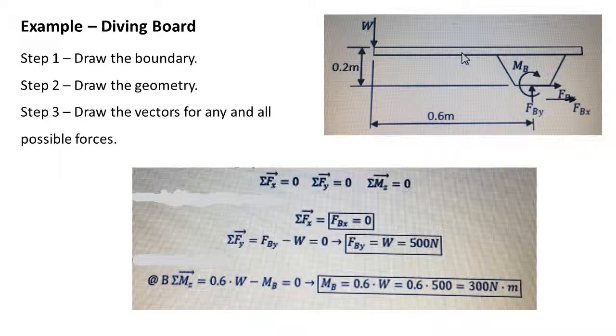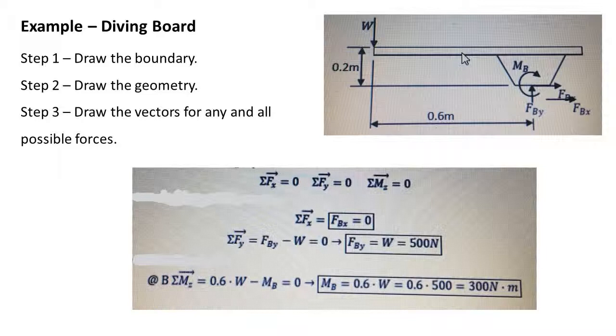Then I'm going to start with the net Fy, and here I have the force at B in the y direction minus the weight of the board, which equals 0. Therefore these two are equal, and they're equal to the weight of the board, which is 500 Newton.